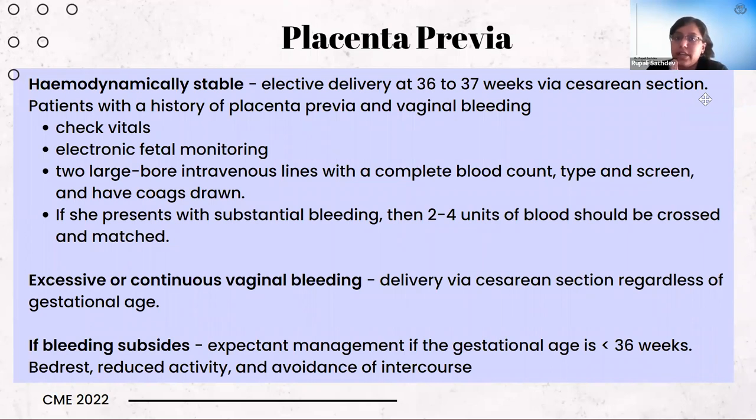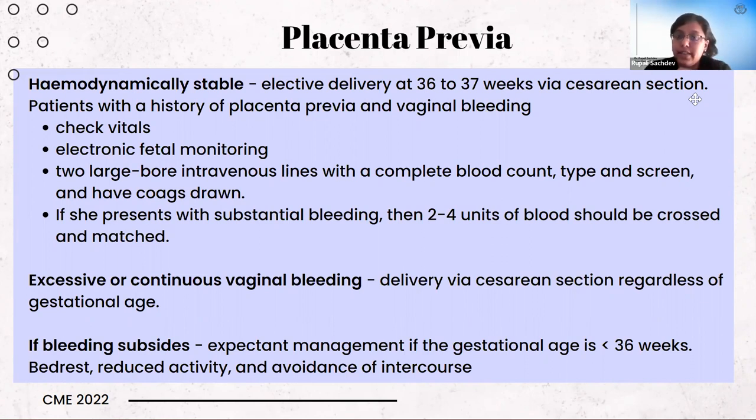Patients with a history of placenta previa and vaginal bleeding, you check their vitals. You obviously do fetal monitoring. You insert two large bore IV lines. You do blood grouping, typing, screening, and coagulation. If she presents with substantial bleeding, then you have to obviously give a blood transfusion.